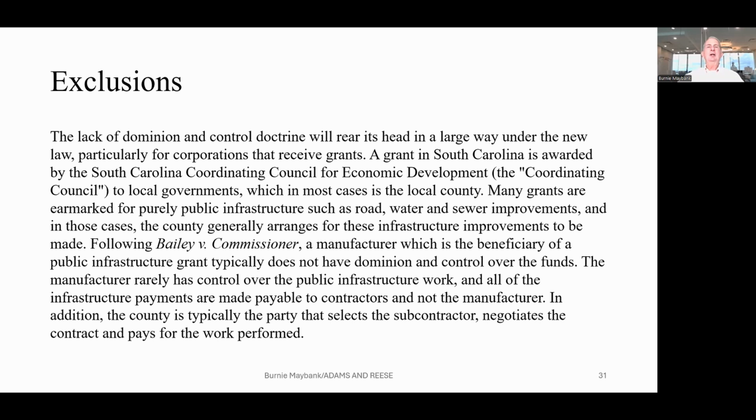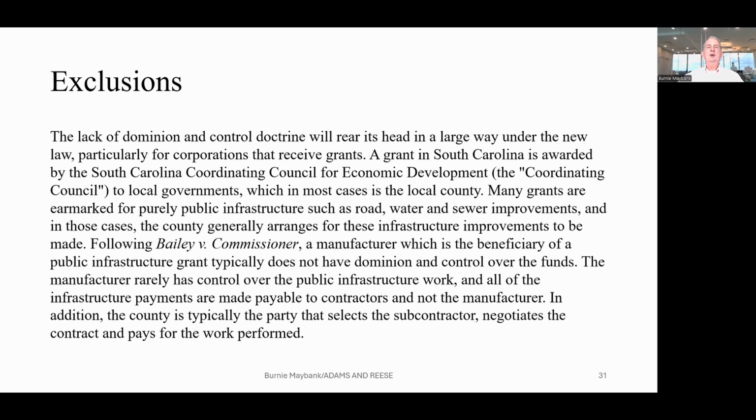A grant in South Carolina by our coordinating council is made to local governments, which in most cases is to the county. Many are earmarked purely for public infrastructure, such as road, water, and sewer. And the county generally arranged for those infrastructure improvements, and the taxpayer doesn't receive any funds. So following Bailey and Commissioner, a manufacturer, which is a beneficiary of it, the road, water, and sewer improvements are done for the manufacturer's benefit, but it typically is not going to have dominion control.